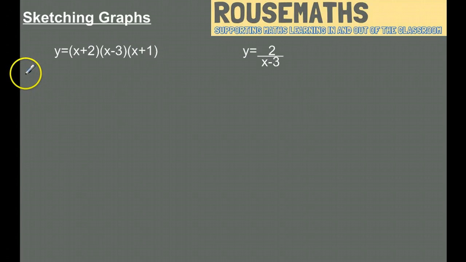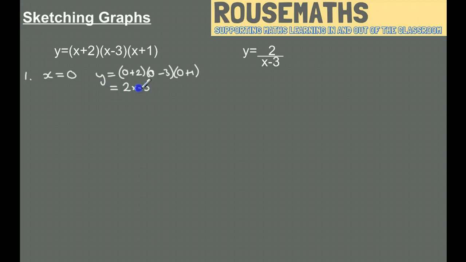For all of the sketching graphs, we always start off by finding out where it crosses the y-axis by making x equal to 0, which in this case means we'll have y equals 0 plus 2, 0 minus 3, and 0 plus 1. So the y-intercept is 2 times negative 3 times 1, so negative 6. And that's where this graph will cross the y-axis.